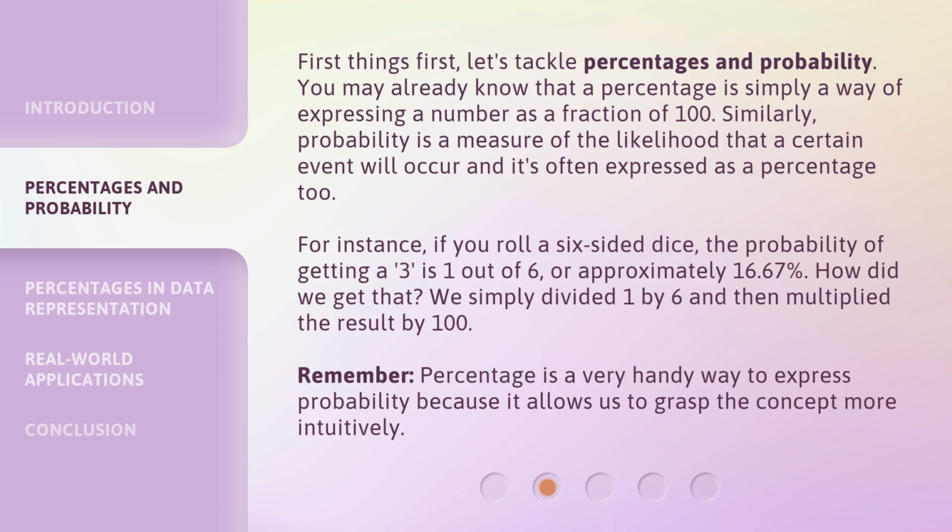For instance, if you roll a 6-sided dice, the probability of getting a 3 is 1 out of 6, or approximately 16.67%. How did we get that? We simply divided 1 by 6 and then multiplied the result by 100. Remember, percentage is a very handy way to express probability because it allows us to grasp the concept more intuitively.